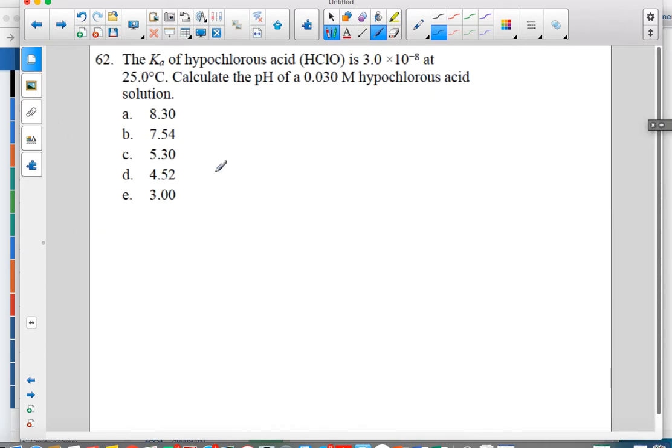Now, the next thing it asks: Ka of hypochlorous acid is this. Calculate the pH. So it's asking for the pH. It's basically x squared over the molarity is equal to Ka. Same thing, we've kind of done a few of these.